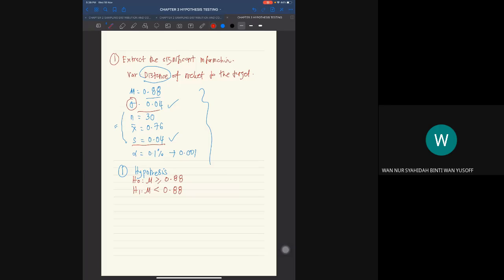Okay. So another mistake that students make: the mu naught here should be similar to each other. You cannot have the mu naught here, let's say 0.88, and here 0.80. No, cannot. It should be similar to each other. Okay, we delete everything. Where is your claim? H1.